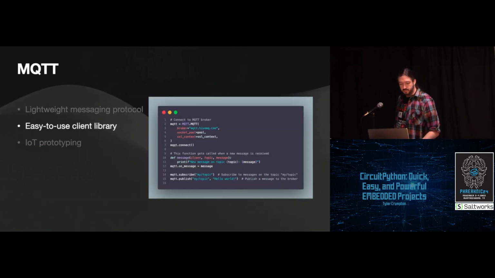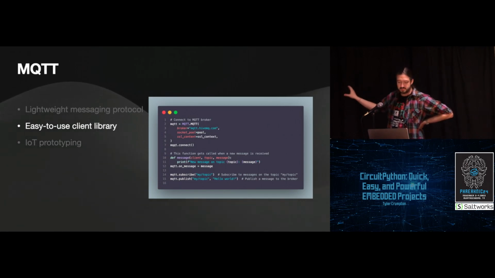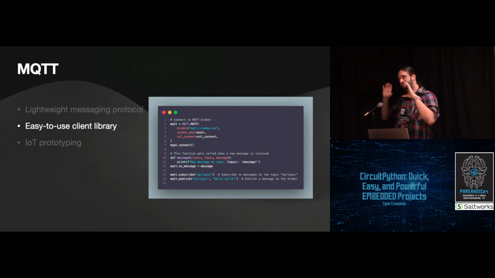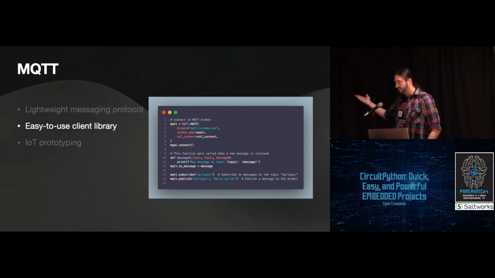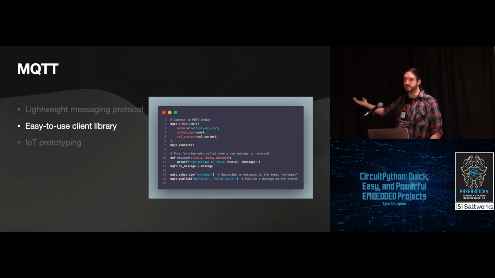The library for CircuitPython is really easy to use. I don't expect you to be able to read this, but you can at least see the shape of the code. And it's not a lot of code. So this is not 100% a full script. There's a little bit of setup you have to do for connecting to the Wi-Fi and stuff, but this basically is all you need to connect to an MQTT broker and publish and receive messages from it.